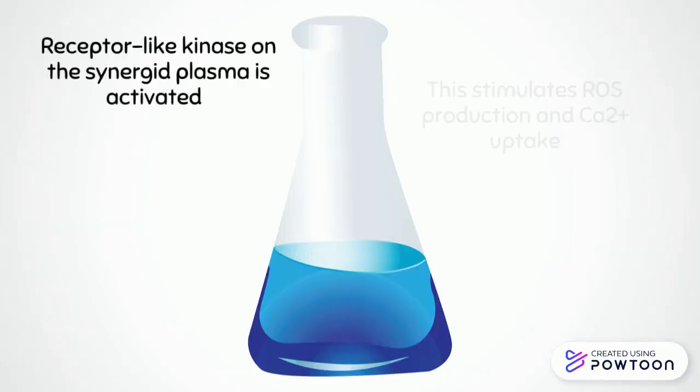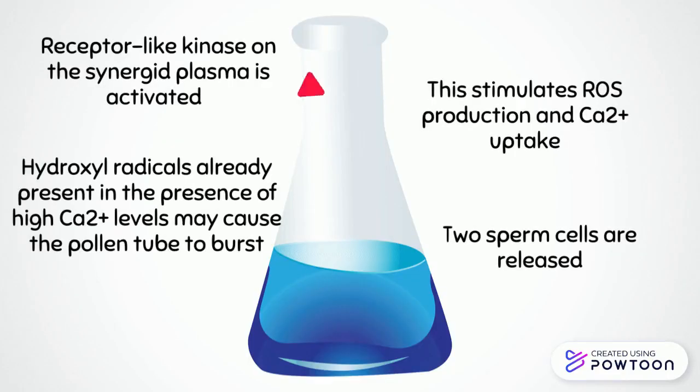Looking even further into how the pollen tube bursts biochemically, it's hypothesized that a receptor-like kinase on the synergid plasma membrane is first activated. This stimulates ROS production and calcium ion uptake. ROS include hydroxyl radicals, which, in the presence of high calcium ion levels, may cause the pollen tube to burst, causing two sperm cells to be released.